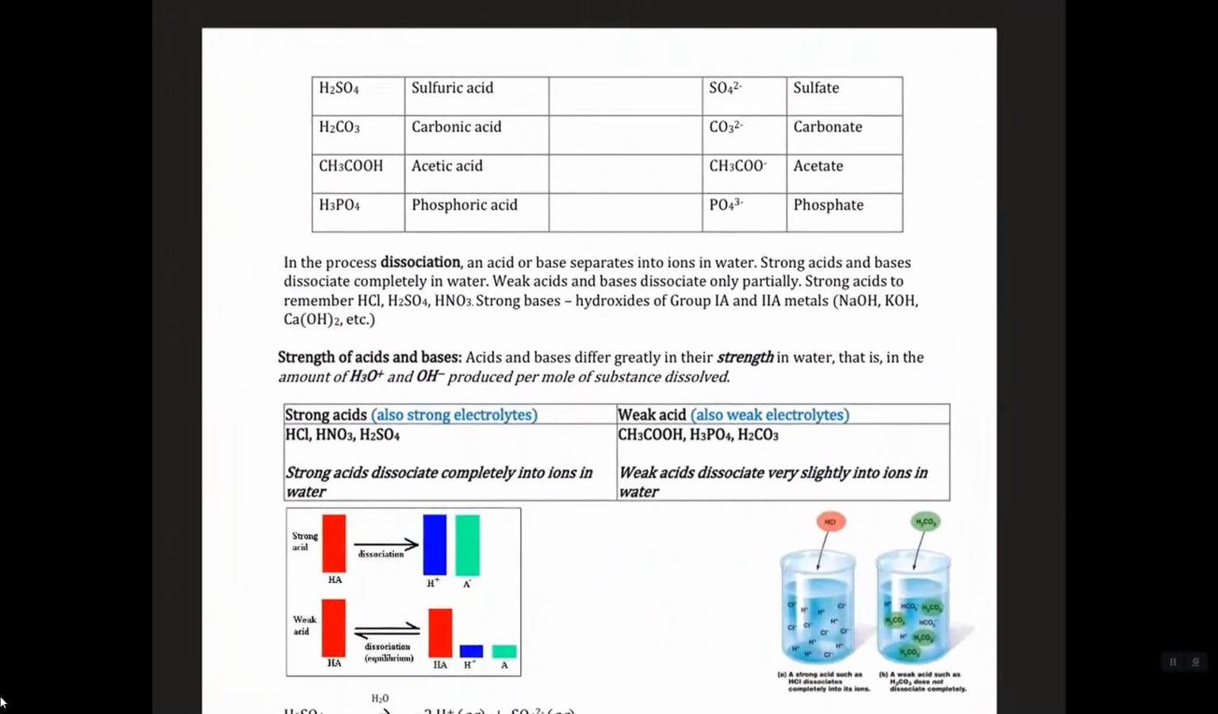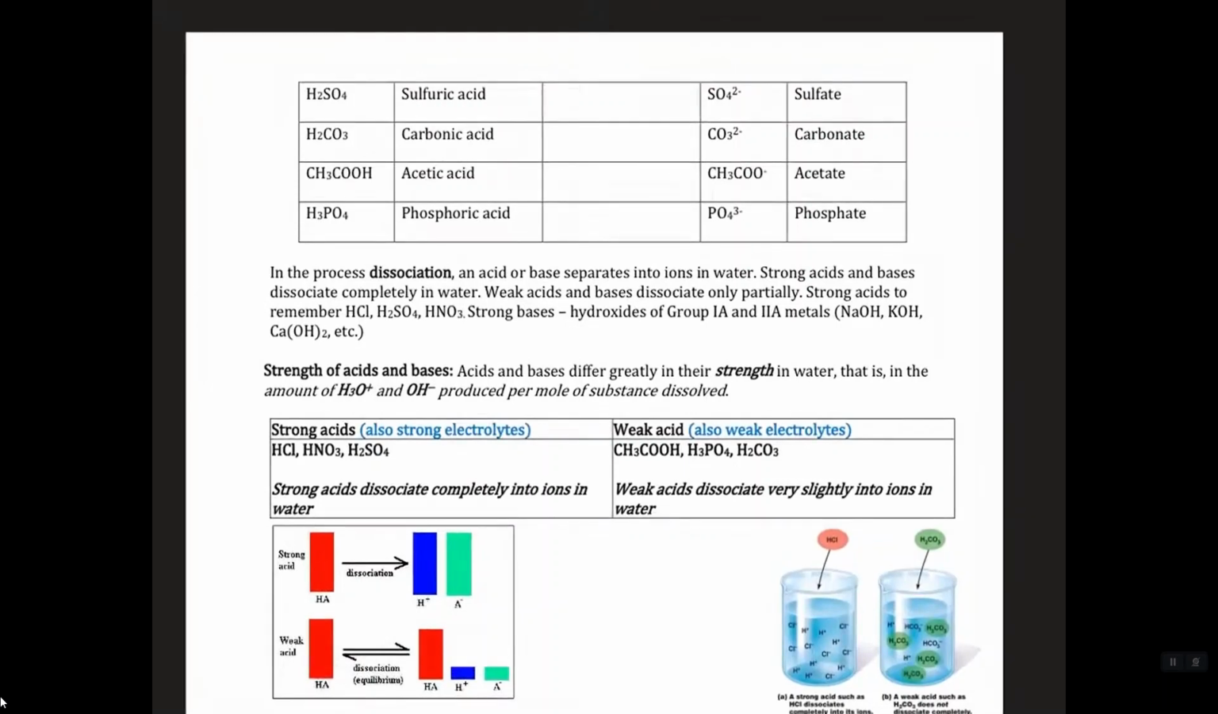So if we continue, sulfuric acid is another strong acid, and it produces sulfate ion. Carbonic acid is weak. Acetic acid is weak. Phosphoric acid is weak. So the only strong ones are sulfuric, hydrochloric, and nitric. The rest of them are going to be weak acids.